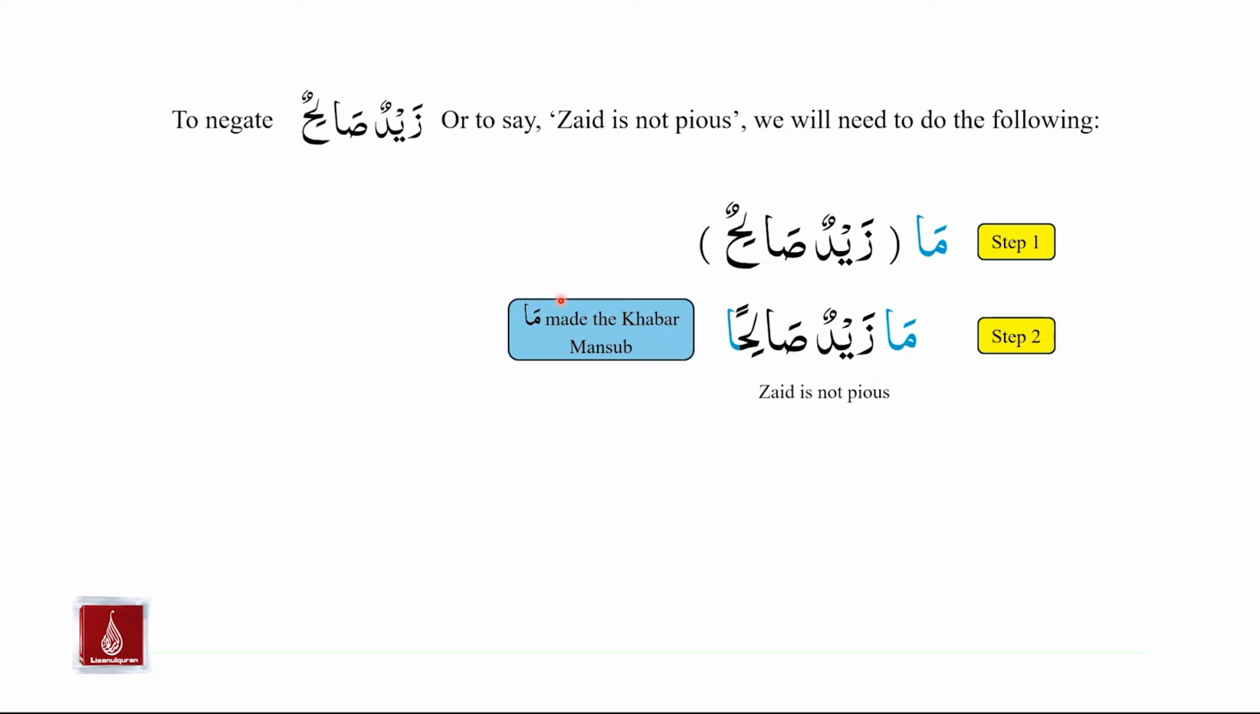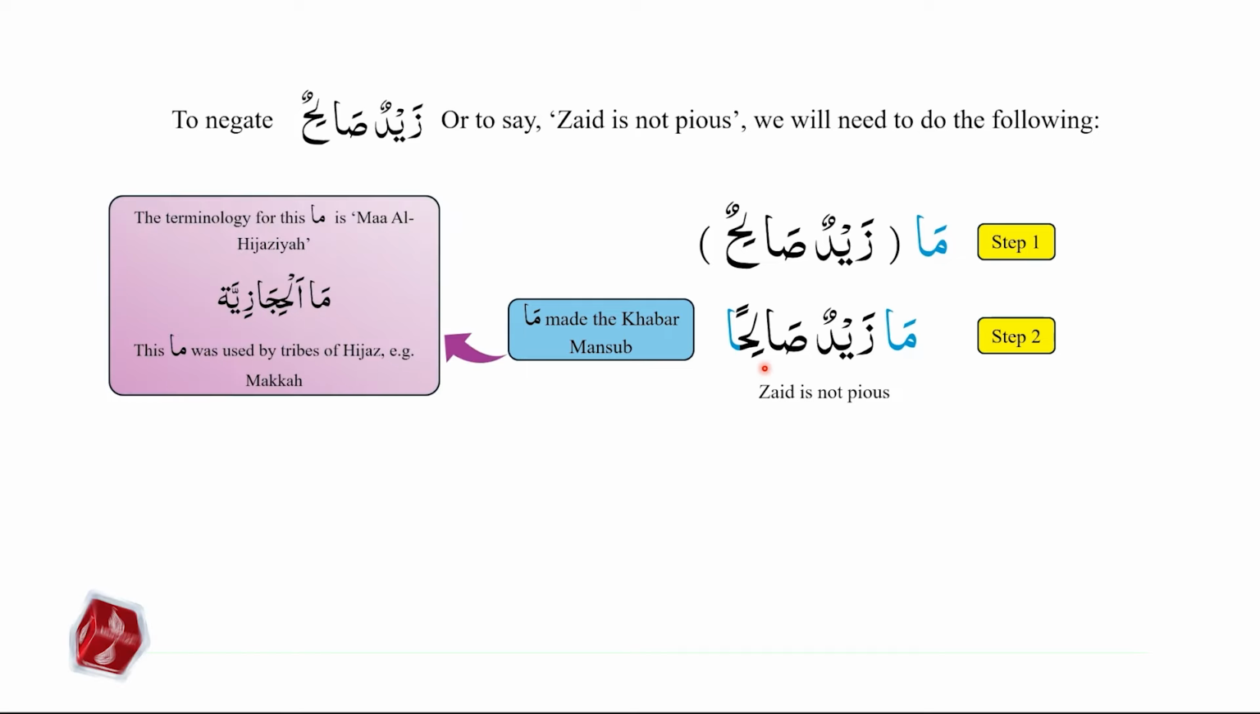Please note that ma is making the khabar mansub. This is somewhat similar to the example of inna. We studied that inna was used to add emphasis to a positive Jumla Ismiya. Inna would come at the beginning of Jumla Ismiya and it would make the mubtada mansub. But ma is used to create a negative Jumla Ismiya, and it will make the khabar mansub. Please also note that the terminology for this ma is ma al-hijaziyah.